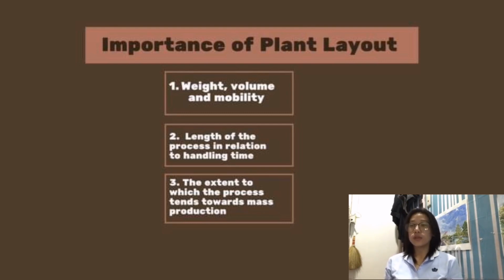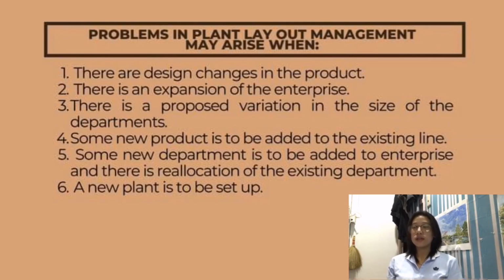With the use of automatic machines in industries adopting the mass production system of manufacturing, the volume of production will increase. Problems in plant layout management may arise when there are design changes in the product, there is an expansion of the enterprise, there is a proposed variation in the size of a department, some new product is to be added to the existing line, some new department is to be added to the enterprise, and there is a relocation of the existing department, or a new plant is to be set up.